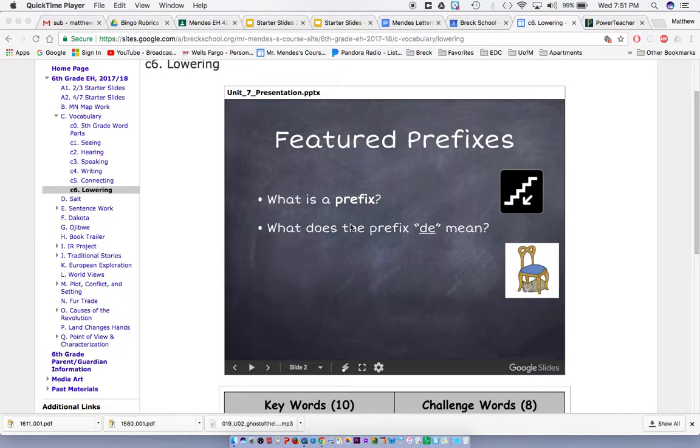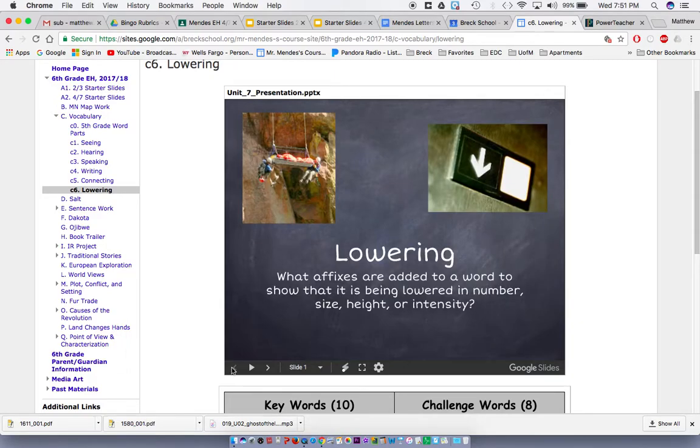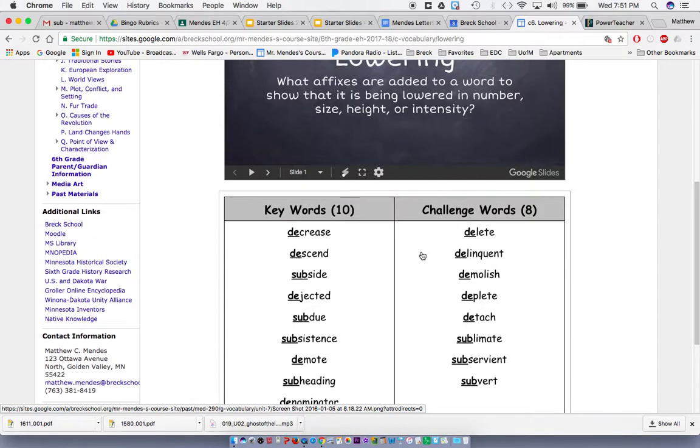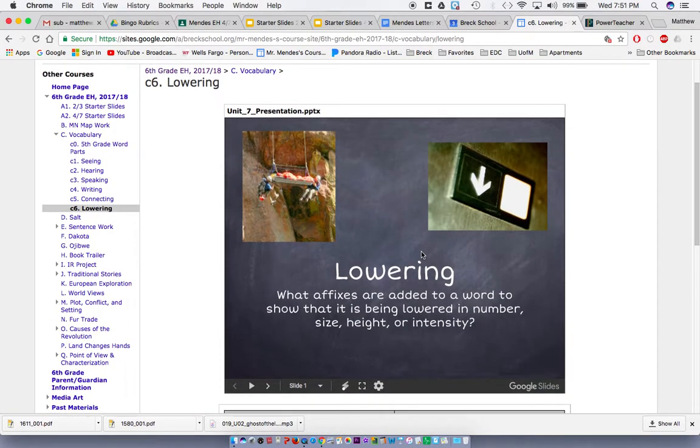Purpose of this screencast is to go over a presentation on the Unit 7 words, and the theme that's tying all these words together is lowering. I'm on the website now. You can see lowering over here. And here are the words itself, so when you're making your note cards, you can come to this website. It can help you out.